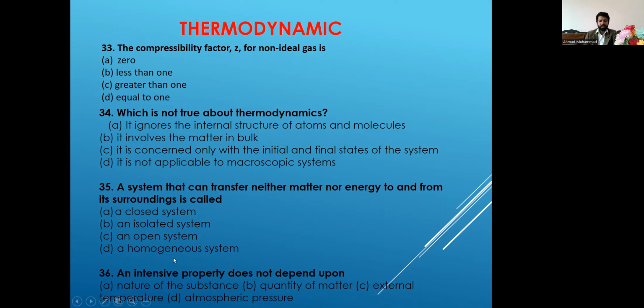For question 36, an intensive property does not depend upon the nature of substance, or quantity of matter, or external temperature, or atmospheric pressure. So the right option, the extensive property does not depend upon the quantity of matter. So B is the right option from these four options.